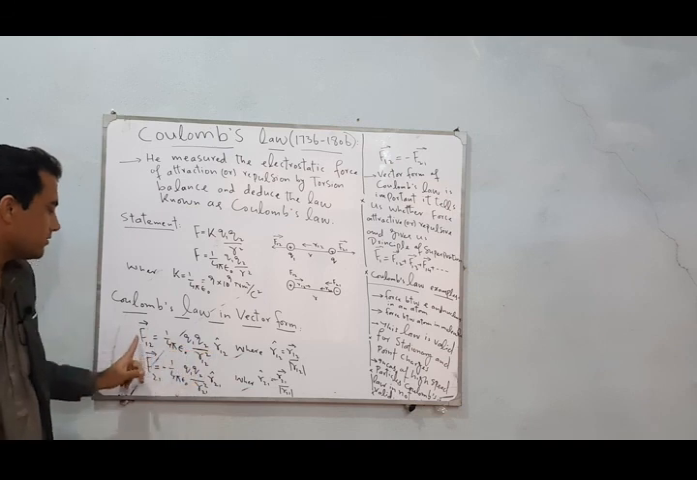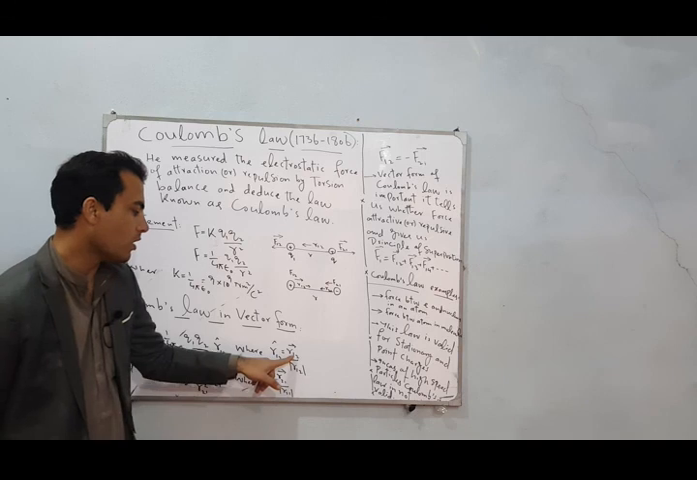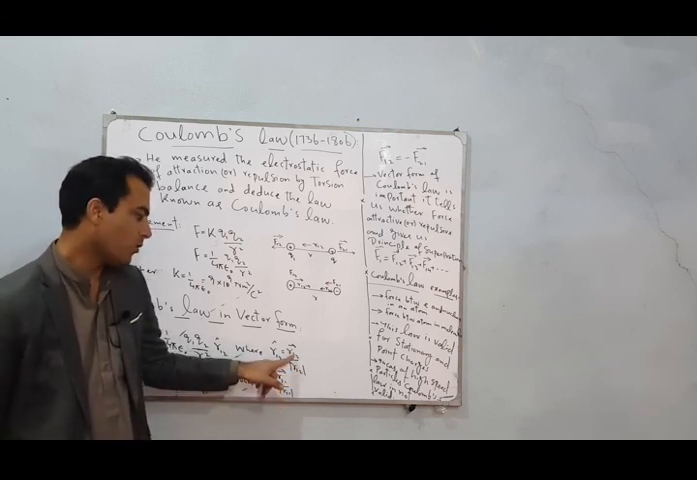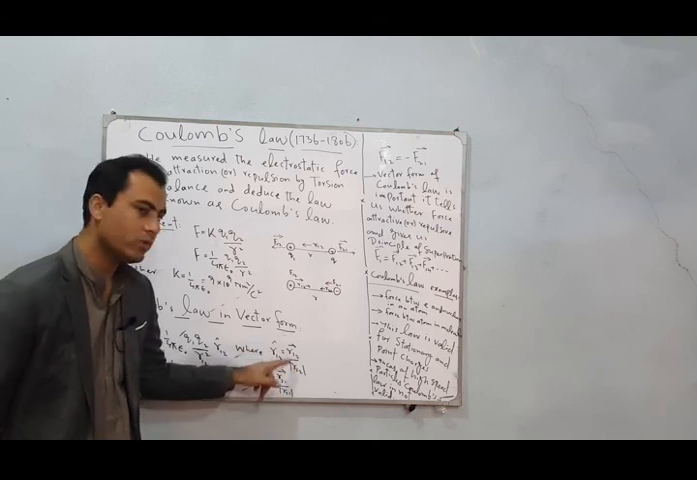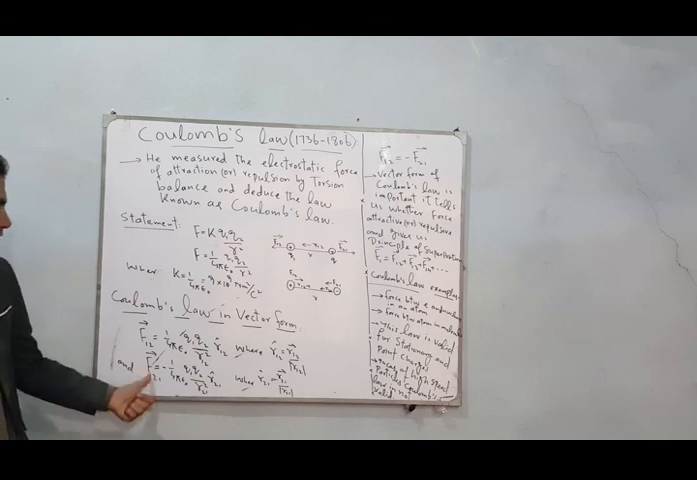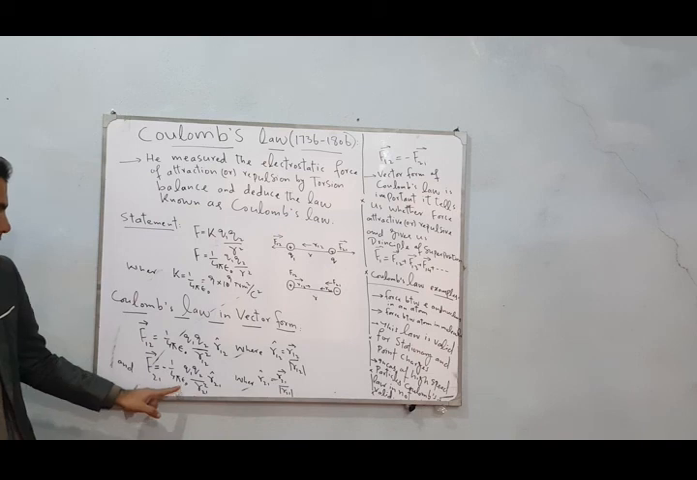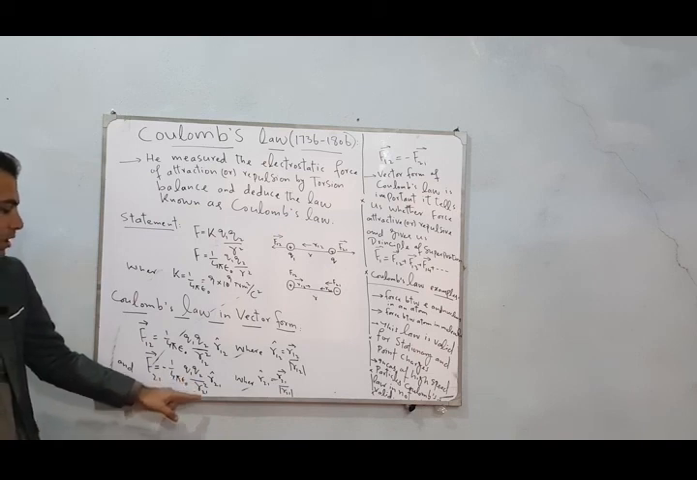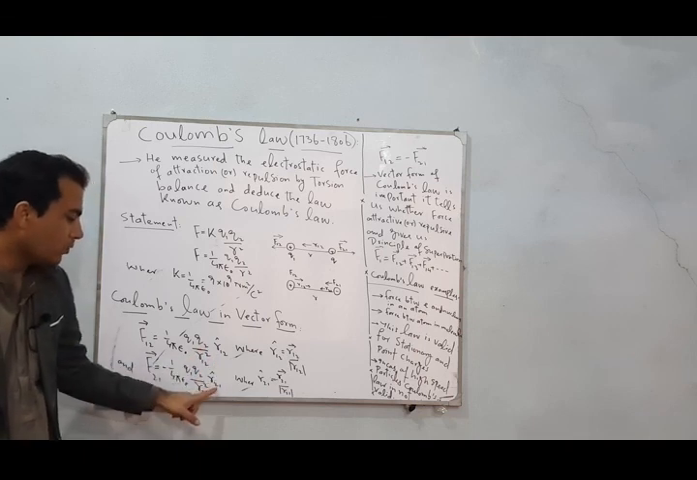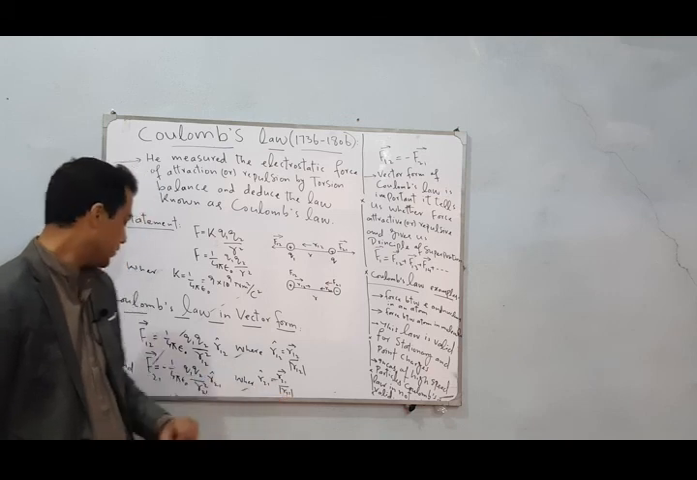denotes the direction of this vector force, which is basically a unit vector R12, which is further equal to R12 divided by the magnitude of R12. A vector divided by its magnitude is known as a unit vector, which determines the direction of a particular vector quantity. Similarly, the force exerted on charge number 2 by charge number 1 is equal to 1 by 4 pi epsilon naught K1 Q2 divided by R21 square, which is basically equal to this, where R21 is the unit vector R21 divided by its magnitude.